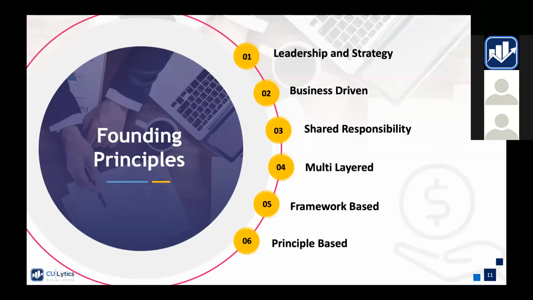Then the number 6 is principle based, meaning it should be based on certain principles which should be aligned with the overall strategy in the organization, so that it is not something where they are trying to boil the ocean. Because if you try to boil the ocean, first thing is there are so many different data elements available, so much data available in any organization, whether it is big or small. And if there are no defining principles, it may become too big of a task with very little value that you are able to deliver.